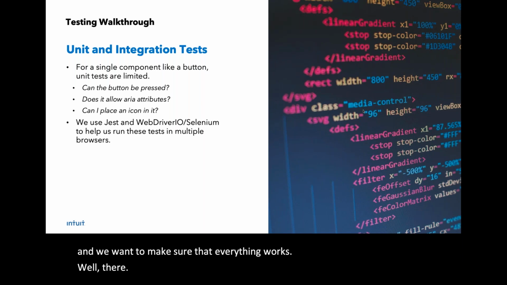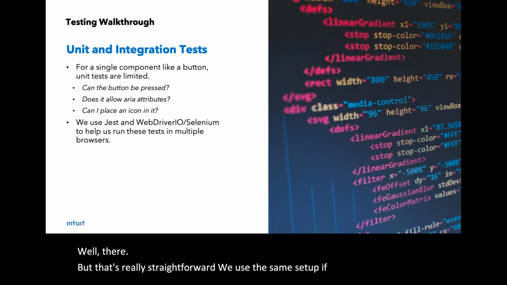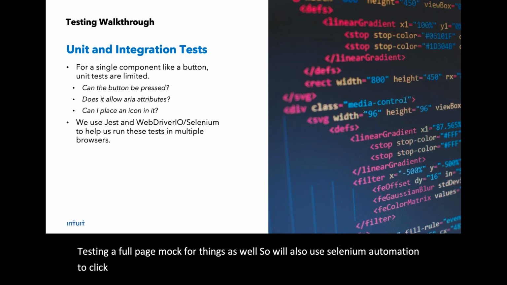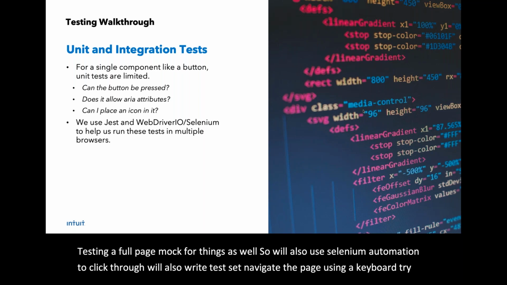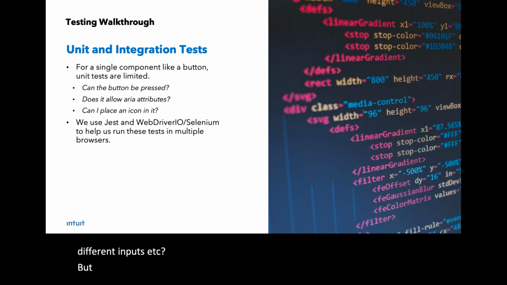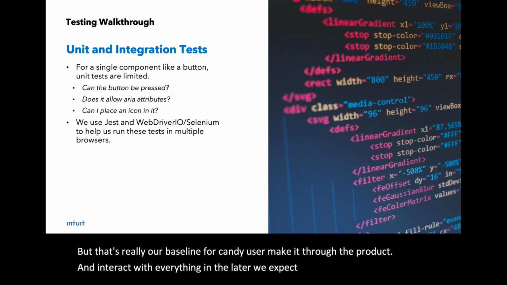But that's fairly straightforward. We use the same setup if we are going to be testing a full page mock for things as well. So we'll also use Selenium automation to click through. We'll also write tests that navigate the page using a keyboard, try different inputs, etc. But that's really our baseline for, can a user make it through the product and interact with everything in the way we expect them to be able to interact.